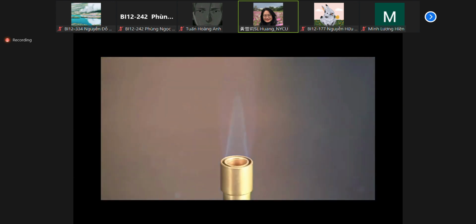The coolest flame is yellow and orange. A medium flame is blue. And the hottest flame is a roaring blue flame characterized by a clear blue cone in the middle. The tip of the cone is the hottest part of the flame.